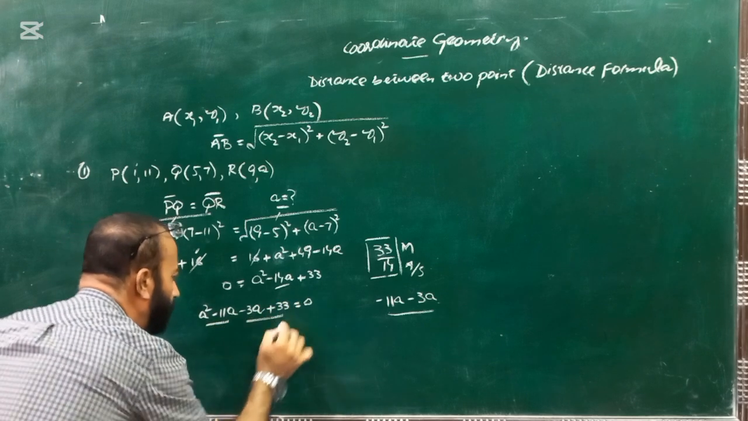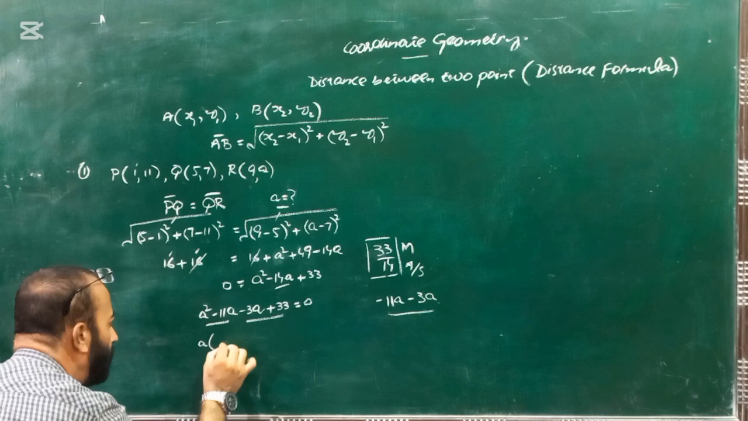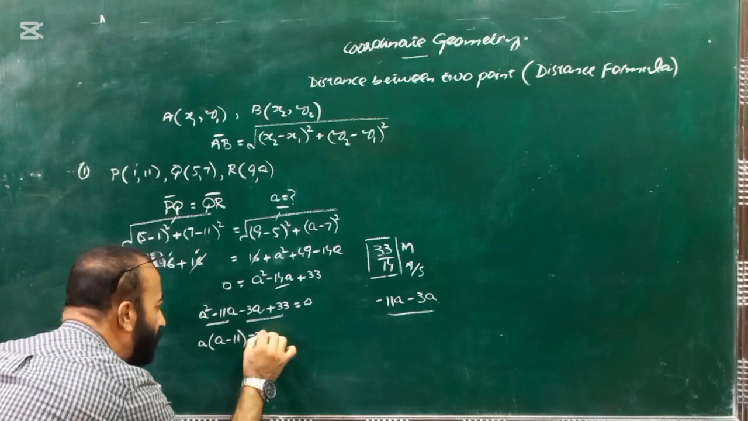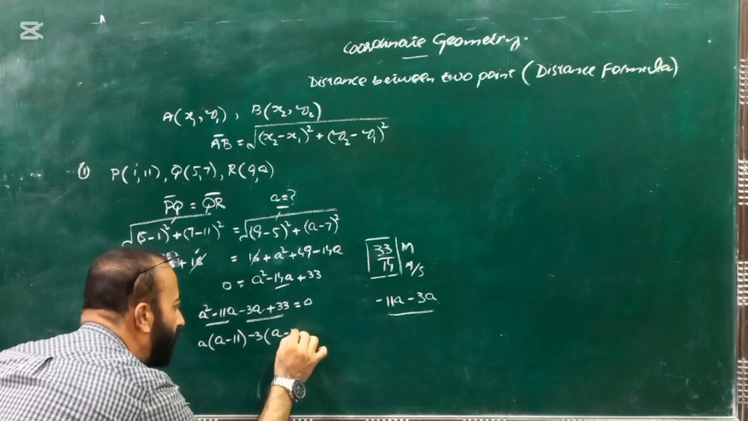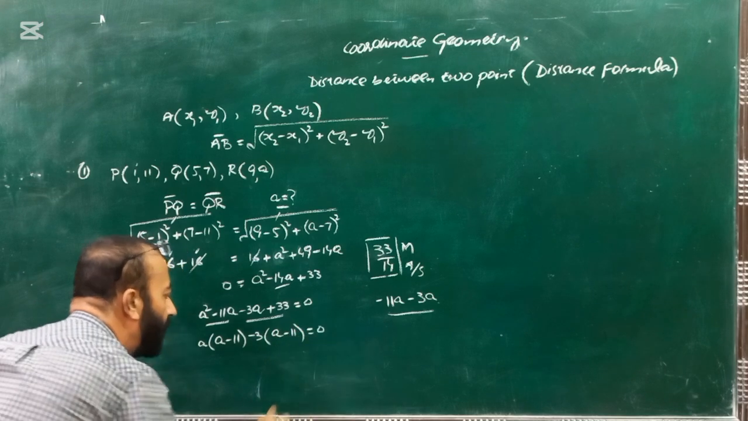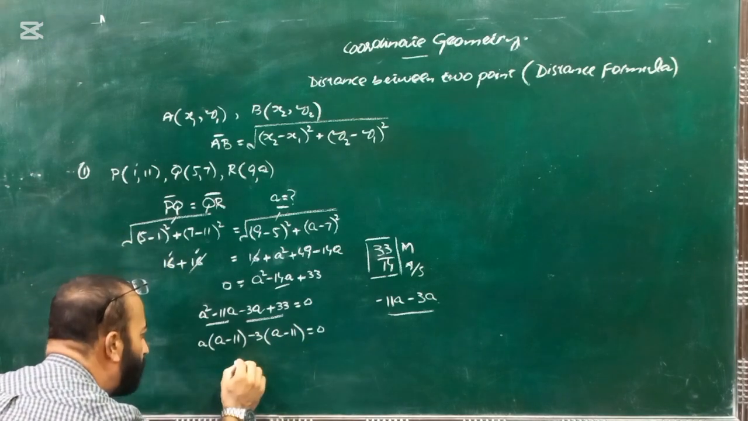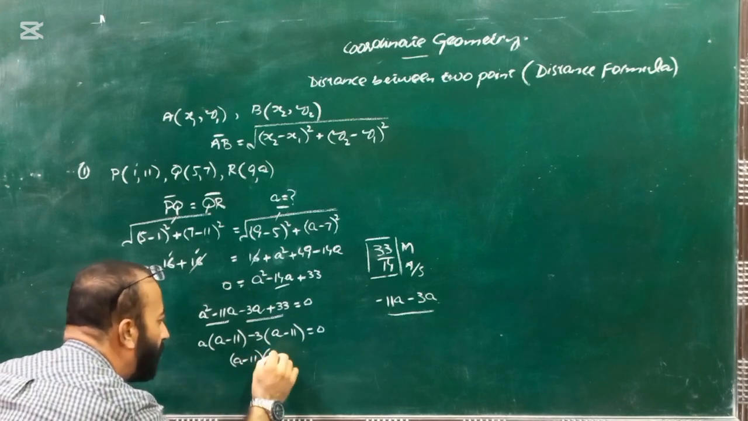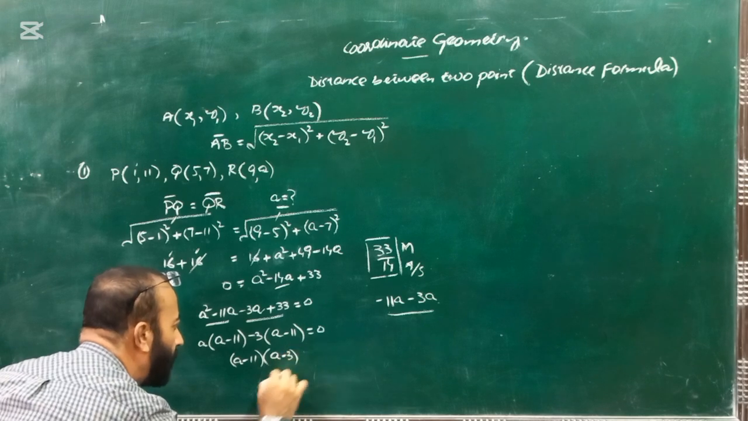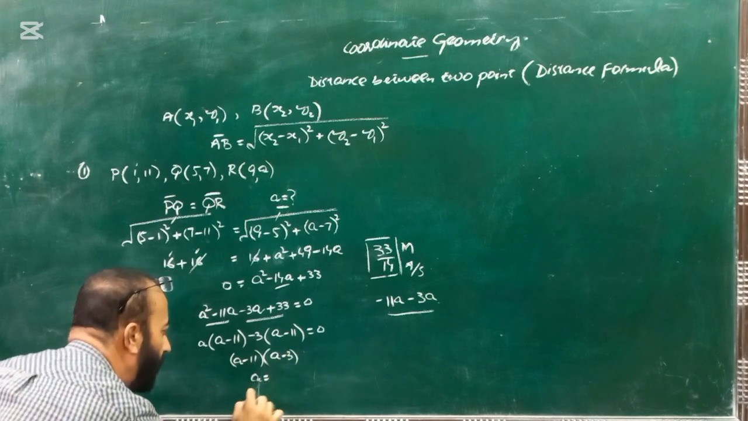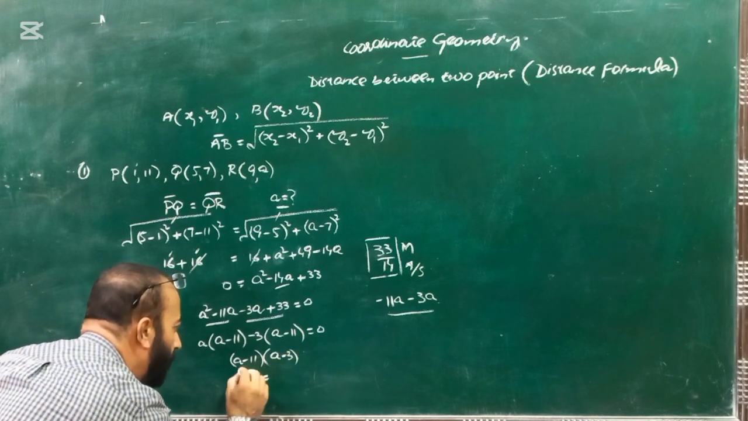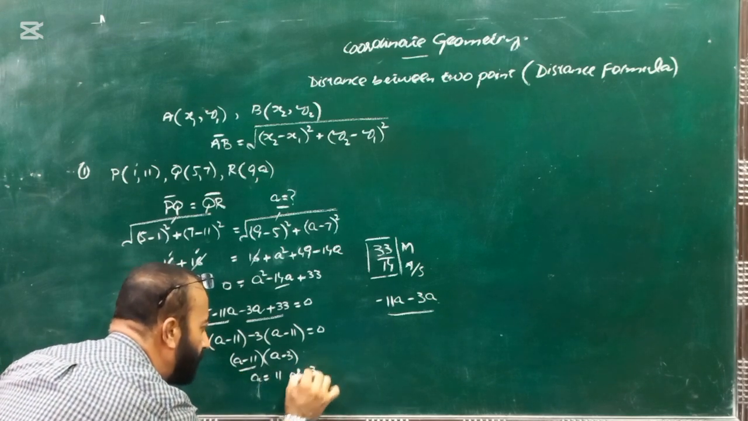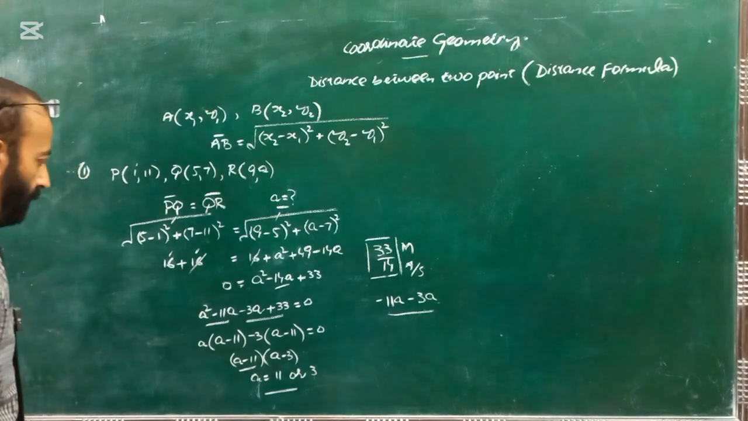Make pairs and take common factors. From the first pair, a is common, so a minus 11 will be in the bracket. From the second pair, minus 3 is common, so a minus 11 will be in the bracket. The same bracket is copied one time, and the values outside the brackets are written in the other bracket. So from here you can see the answers of a are 11 and 3. So these are the values of a.